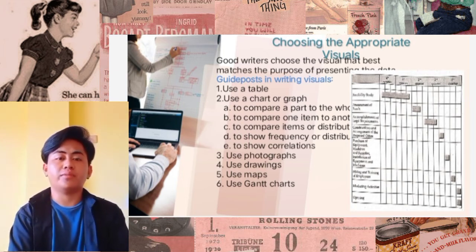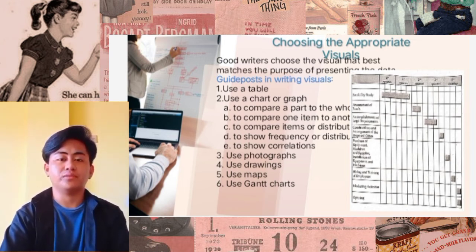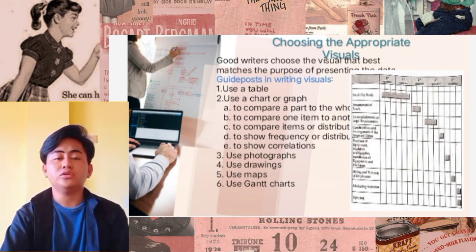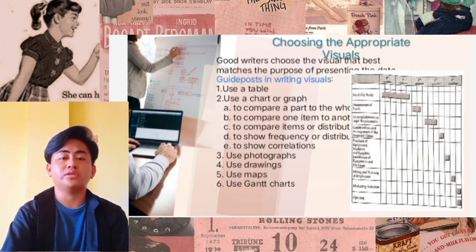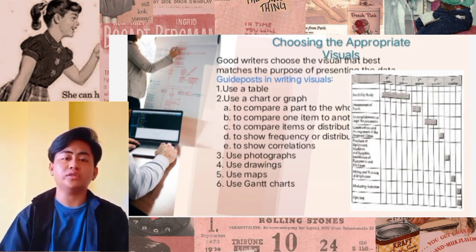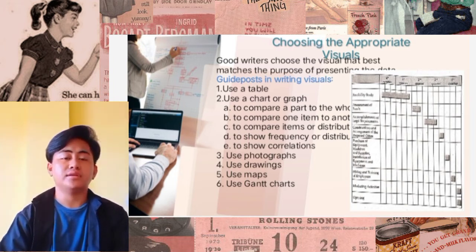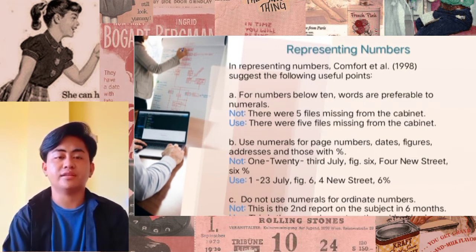A. To compare a part to the whole. B. To compare one item to another item. C. To compare items or distribution. D. To show frequency or distribution. And E. To show correlations. We can use photographs, we can use drawings, we can use maps, and also we can use Gantt charts. When we say Gantt charts, it is a good way to show a quick summary of task assignments, times, dates, and to report progress.